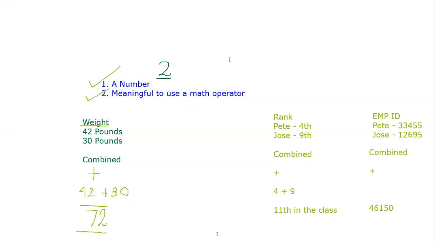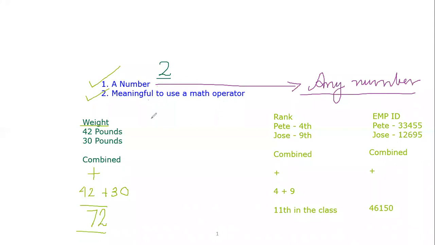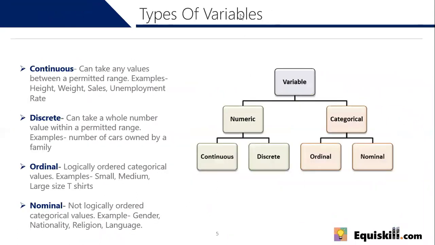All of you are very clear on this. Any number is not a numeric variable. Just because it's a number in the world of analytics and data science does not mean it is a numeric variable. It also needs to fulfill the second criterion. Rank in a class or employee ID fulfill the first criterion, as they are numbers, but they do not fulfill the second. It's not meaningful to use mathematical operators. It's not just about addition. There's no point subtracting, dividing, or multiplying ranks or employee IDs. So you've all understood now what a numeric variable is.